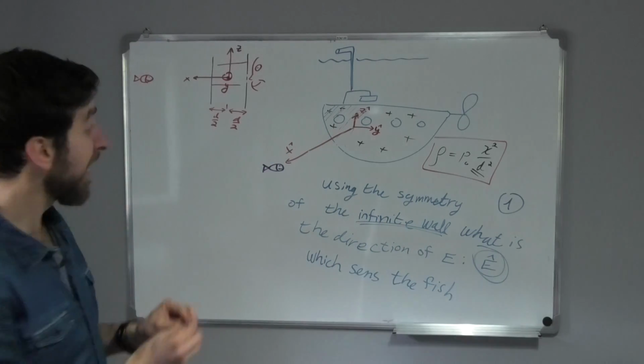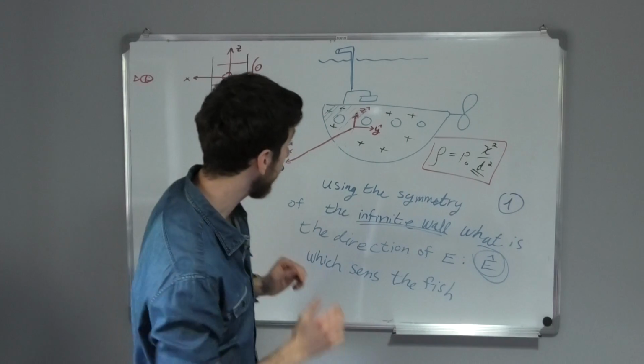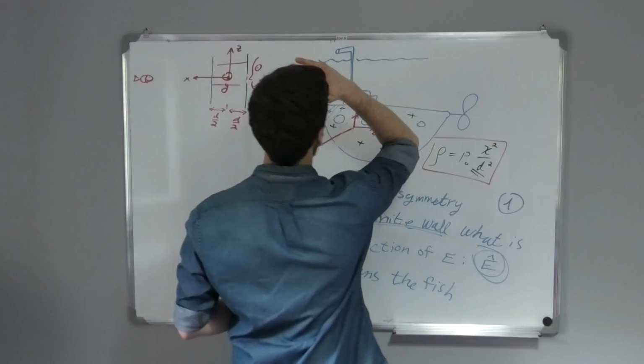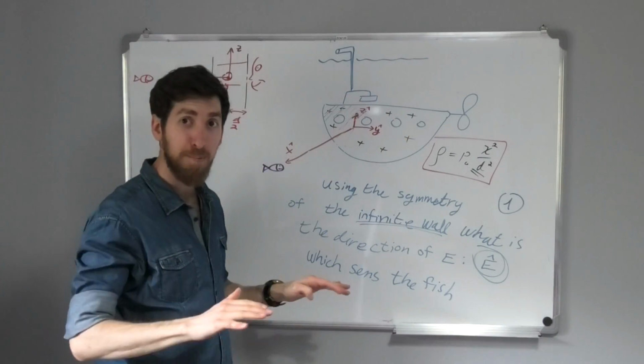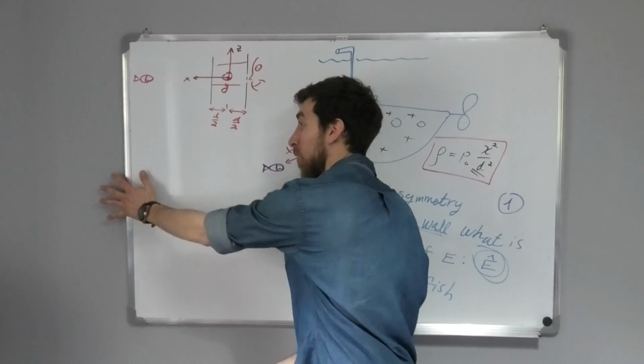What I want to say is that the fish is so small compared to the wall. If we stand next to the wall, he looks up and sees only wall in the z direction, and in the minus z direction, he looks down and sees only the wall of the submarine.